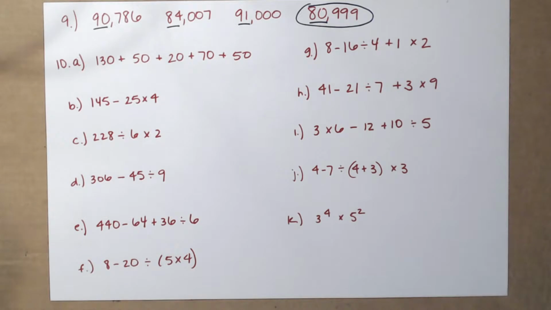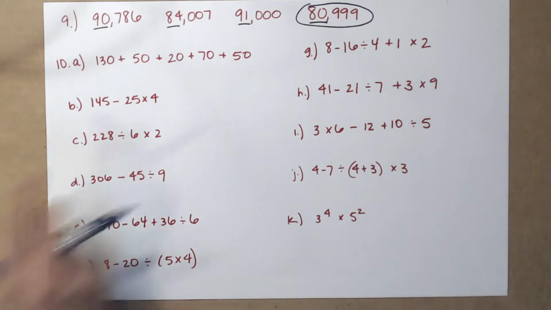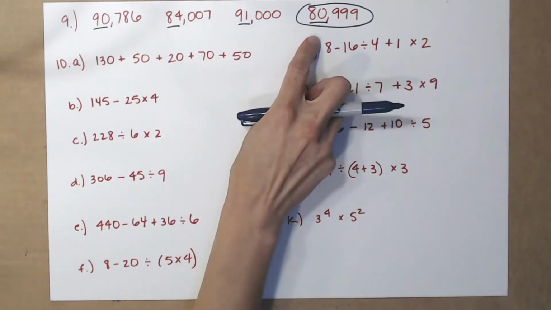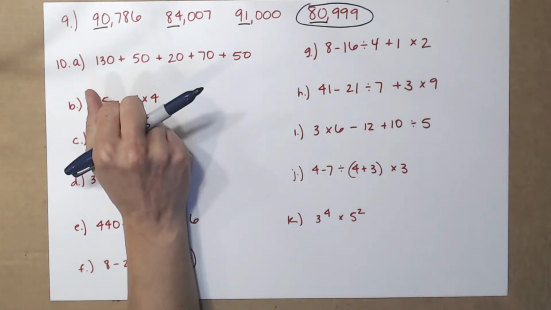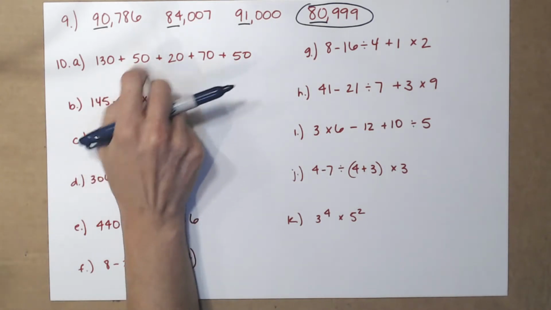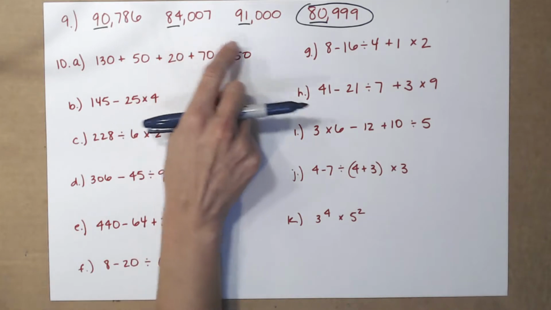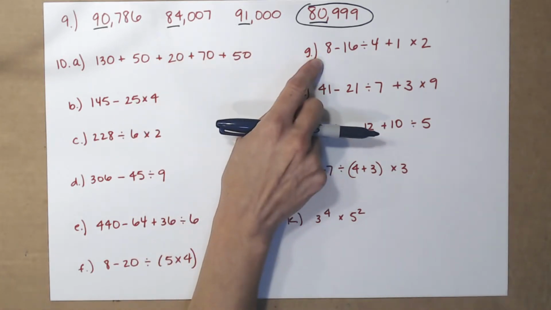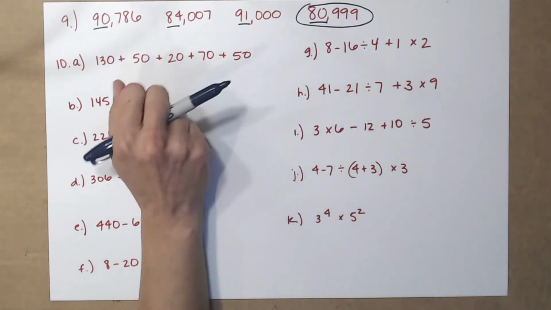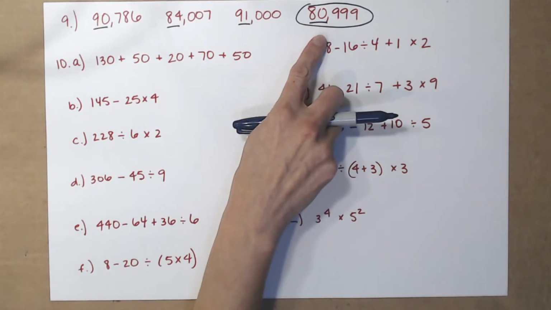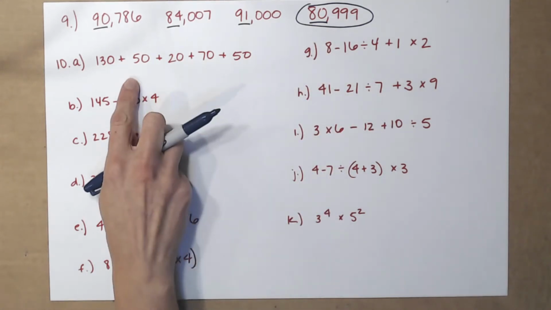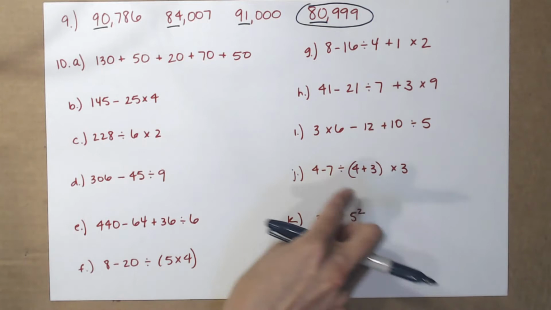Number 9 just has us find the smallest number, and as you can see, they're all into the 10,000s, so we can just compare the number of thousands. We have 90,000, 84, 91, and 80,000. So 80,000 is the least of those. That is the smallest.